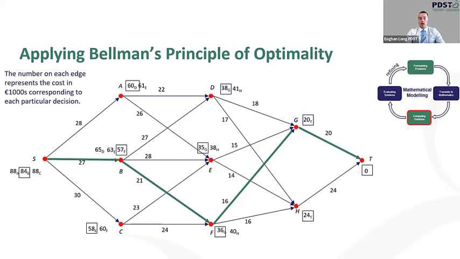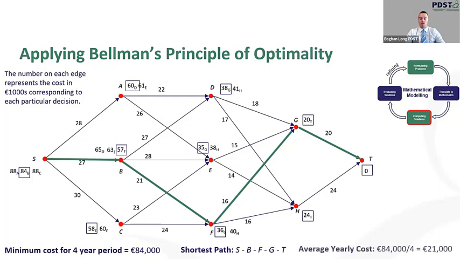So our total cost will be a value for the 4 years of 84,000 euro. Our shortest path, which we just identified, was S, B, F, G, and T. And if we wanted to find out our average cost over a 4-year period, then that would be 84,000 divided by 4, giving us a value of 21,000 euro per year. So that'd be our average yearly cost.